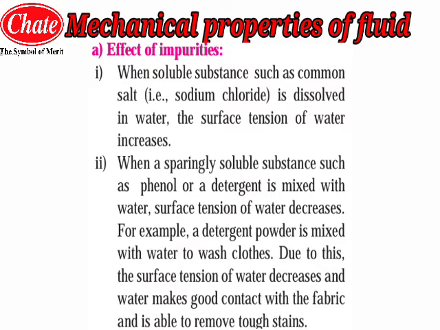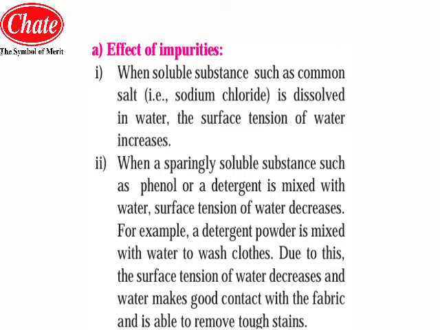Now for example, a detergent powder is mixed with water to wash clothes. Due to this, the surface tension of water decreases and the water makes good contact with the fabric and is able to remove tough stains. So this is a daily life example from which we can understand how the detergent decreases the surface tension of the water due to its smoothness and cleanliness. That's why we use it to clean clothes in our daily use. So this is the effect of impurity. The next effect that we will study now is the effect of temperature.